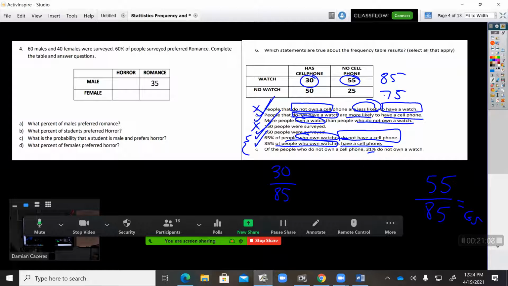Now, even though the 31% is over here on the right, on the last question, you're doing the same thing. Ignore that percent. Of the people who do not own a cell phone, what's my total going to be now? Do not own a cell phone is 80. You with me? Now it says how many people that don't own a cell phone do not own a watch. So no cell, no watch is 25. 25 divided by 80, 31%. So this last one gets checked as well.